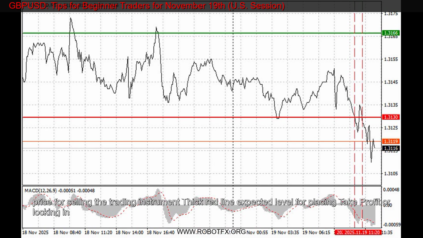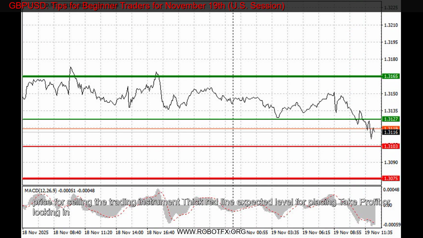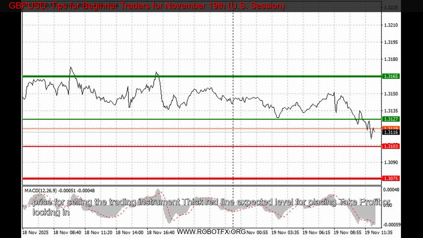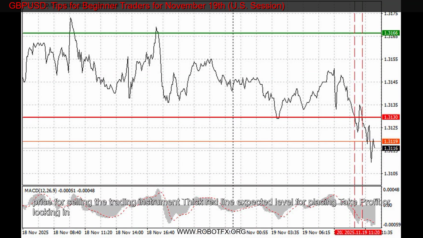What's on the chart? Thin green line: entry price for buying a trading instrument. Thick green line: expected level for placing take profit or locking in profit, as further growth above this level is unlikely. Thin red line: entry price for selling a trading instrument. Thick red line: expected level for placing take profit or locking in profit, as further decline below this level is unlikely. MACD indicator: when entering the market, it is important to rely on overbought and oversold zones.